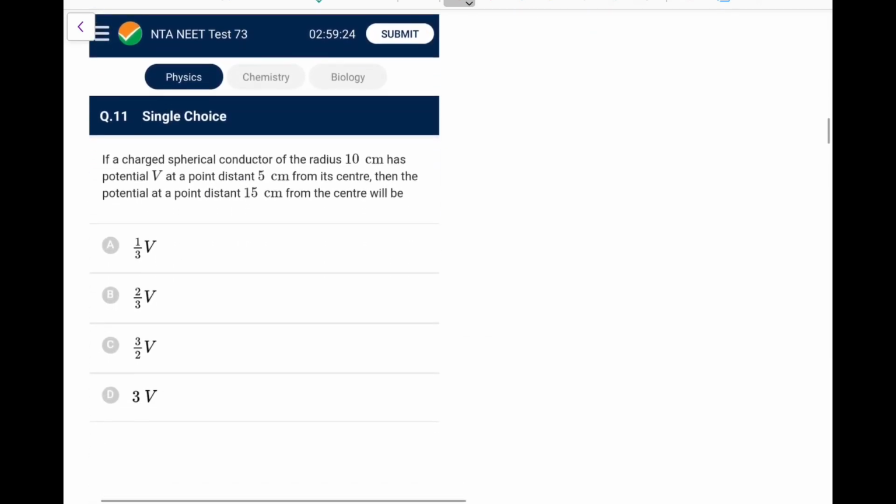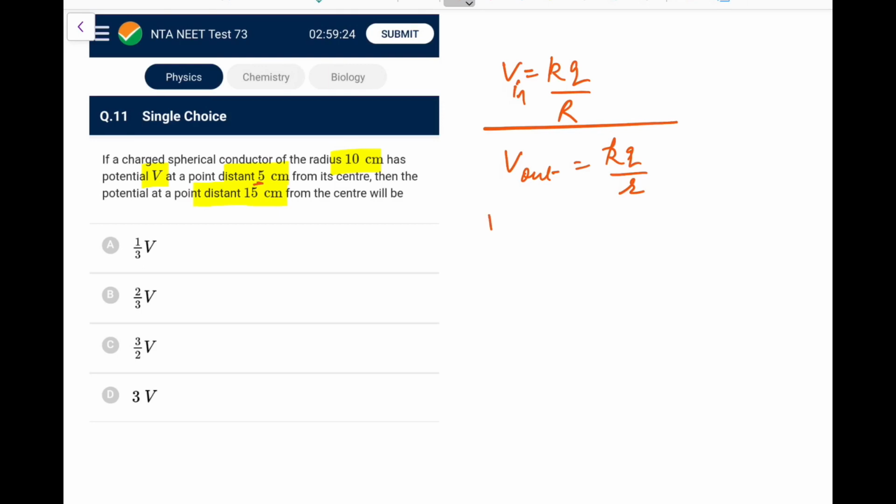Next, if a charged spherical conductor of radius 10 cm has potential V at a point distant 5 cm from its center, then the potential at a distance 15 cm from the center will be. So 5 is inside, so inside we say the potential would be kq by capital R. Okay, and outside we will have kq by small r. So if I take this as V upon that V dash, let it be V dash, that would be equal to r by R. R is 15 and it is not 5, it is 10 centimeter because it is the radius of the surface. So V dash is going to be 2V by 3. So we'll go for option B here.